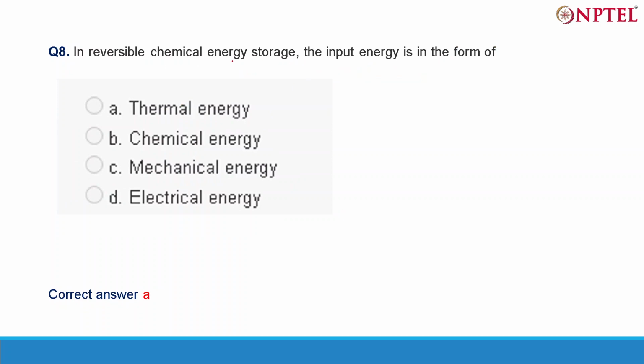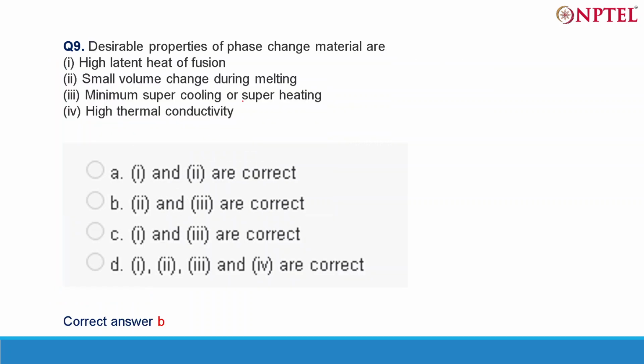And in reversible chemical energy storage, the input energy in the form of, so basically in reversible chemical energy storage, the input energy is basically in the form of thermal energy. Okay, the chemical to thermal, thermal back to chemical. And then I want you guys to solve this question. Try to solve it.